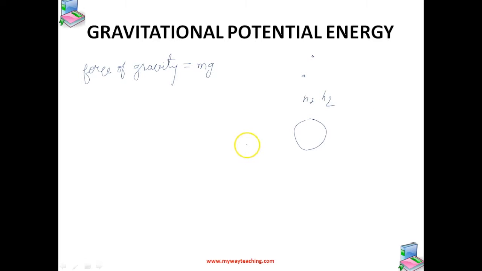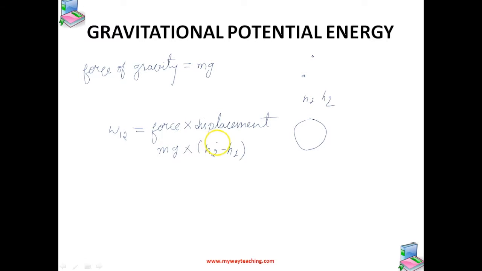Then the work done in lifting the particle of mass m from the first to the second position is given by W12, and that is equal to force into displacement. So that force is mg and the displacement is h2 minus h1.